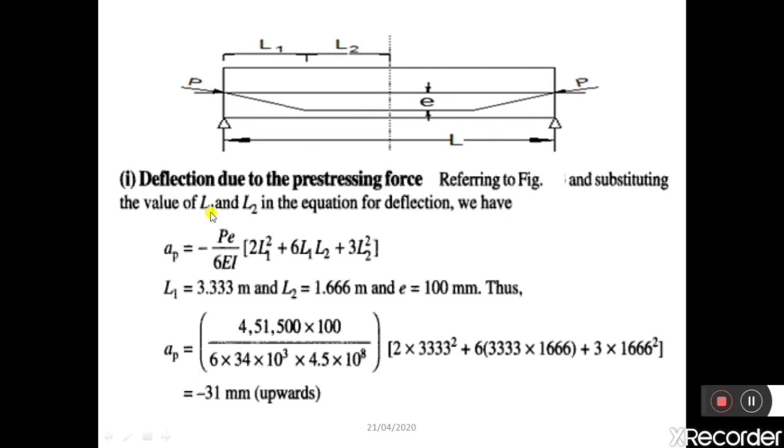So here also the procedure is the same. Deflection due to pre-stressing force: referring to the figure, substituting the values of L1 and L2. As I told you, L1 is from the end to where the direction of the cable changes, and L2 is from there to mid span.